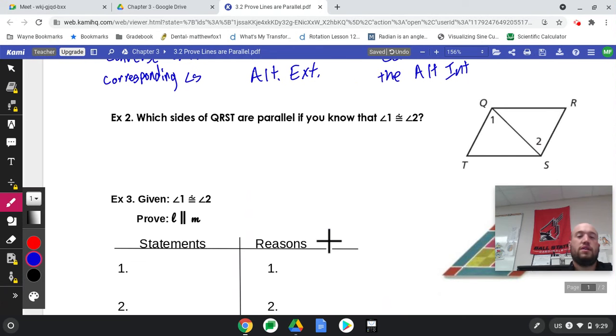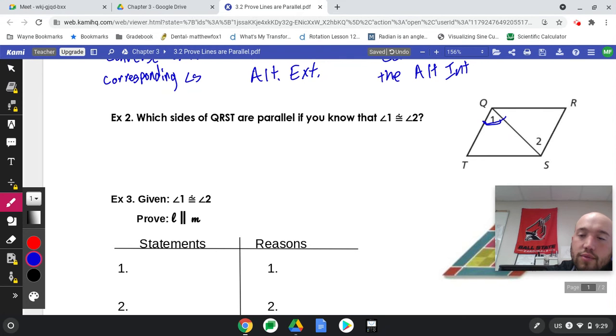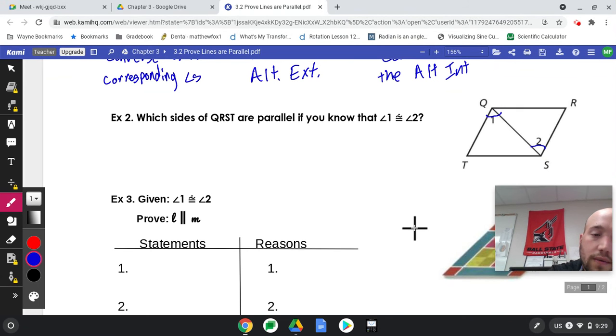All right. Now down here it says, which sides of QRST are parallel if you know that angle 1 and angle 2 are congruent? So angle 1 right here we know is congruent. I'm going to put an arc. Angle 2, here, let me fix that arc for 1. So if angle 1 and angle 2 are congruent, then we can take a look here at QRST. We know that QT and RS have to be parallel. We don't know about QR and TS. They may be parallel, but they might not be. But QT and RS have to be parallel. That would be the converse of alternate interior angles.